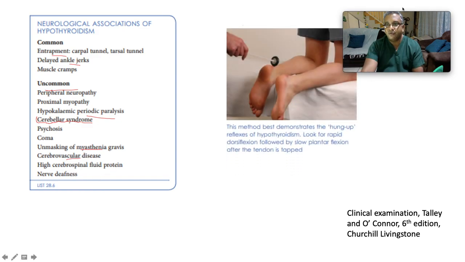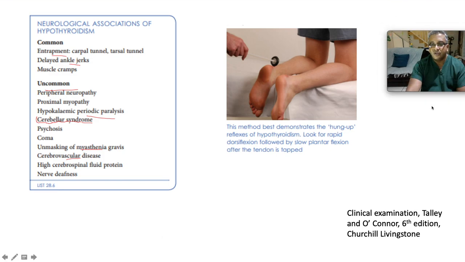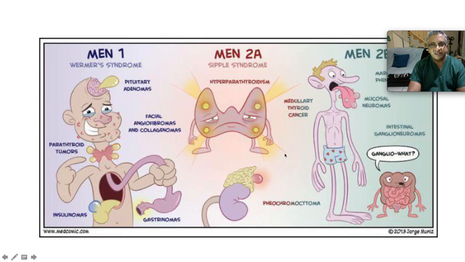Alrighty, and here's a beautiful picture taken from Talley showing us the so-called hung-up reflexes of hypothyroidism. You want to look for rapid dorsiflexion followed by slow plantar flexion after the tendon is tapped.